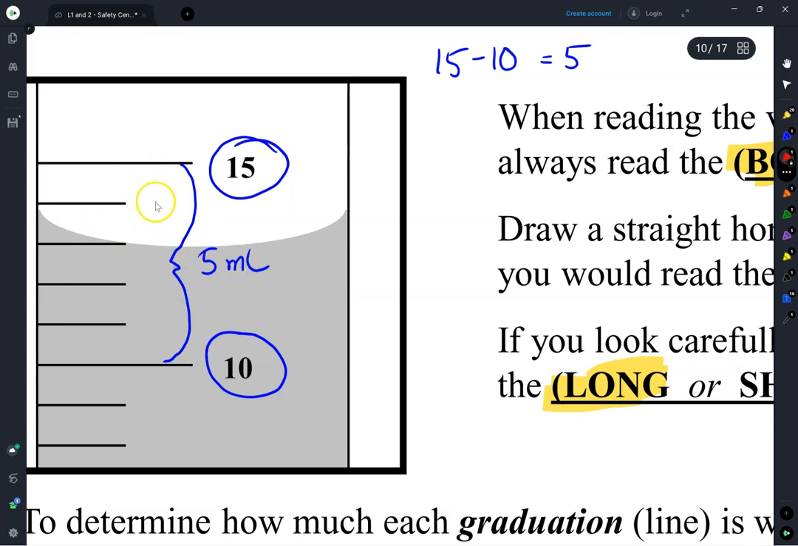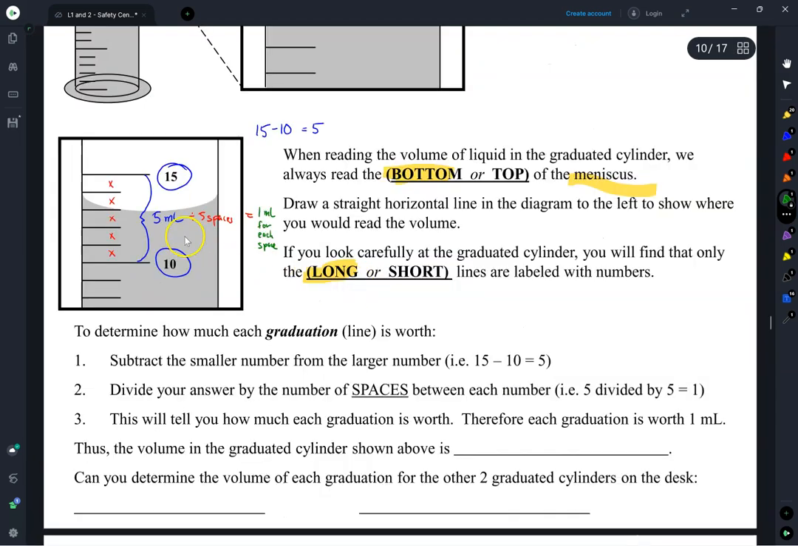I then count how many spaces are in between, 1, 2, 3, 4, 5, and divide by this number, 5 spaces. This in turn tells me that each of these spaces is worth 1 milliliter. So if each space is worth 1 milliliter, that tells me the bottom of my meniscus reads a volume of 10, 11, 12, 13 milliliters. The volume on this graduated cylinder is 13 milliliters.